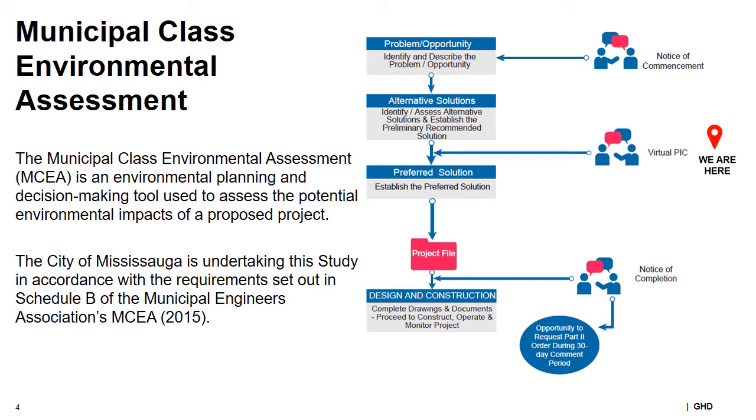For a Schedule B project, the following are required: identifying and describing the problem or opportunity, identifying and assessing alternative solutions for addressing the problem and/or maximizing the opportunity, establishing a preliminary recommended solution and consulting agencies and the public on it, documenting the study carried out and making the report available for comment by agencies and the public, and finally, implementation of the project.